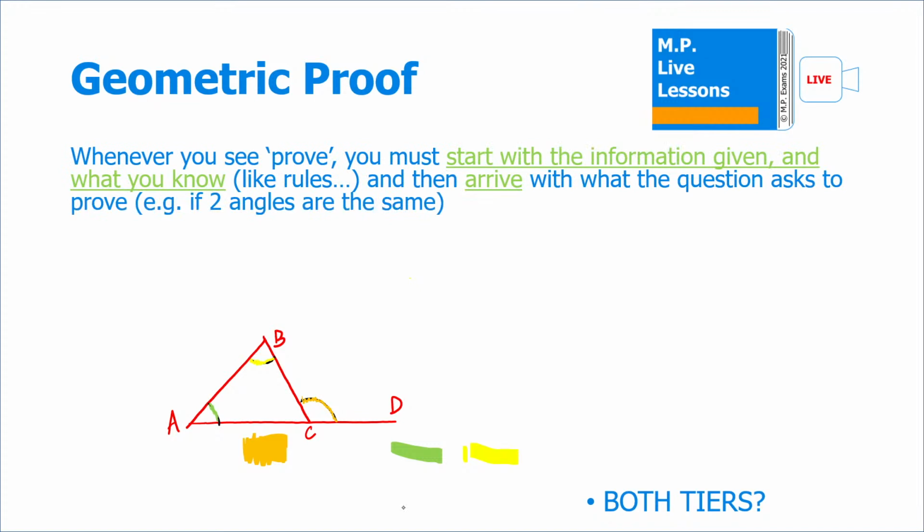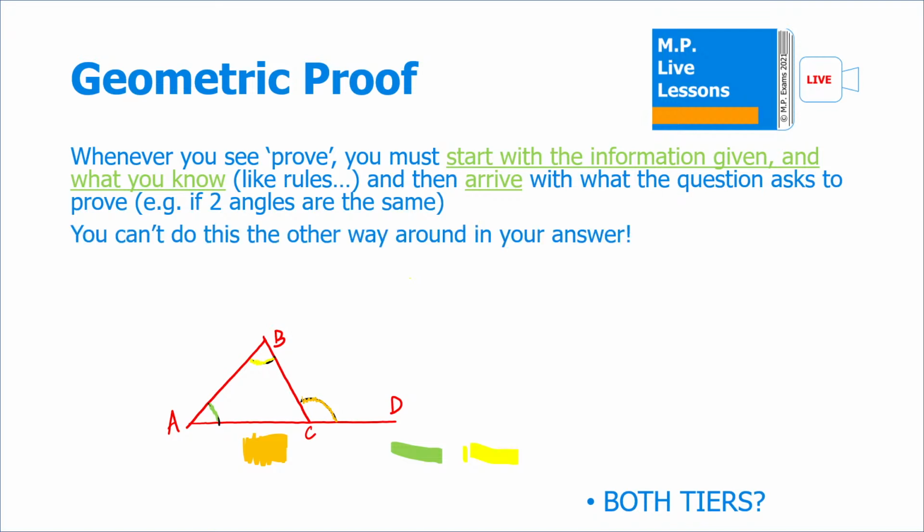So whenever you prove something, you have to start with the information given, and using what you know, like some rules, you'll then arrive with what the question asks for to prove. For example, if two angles are the same, you can't do this the other way around. So our first example is quite simple.